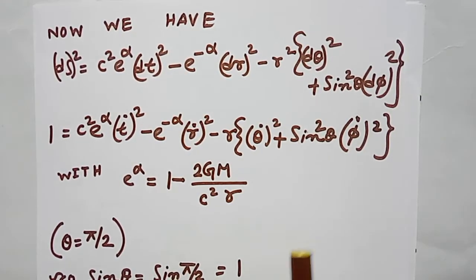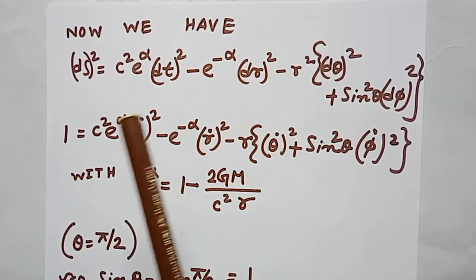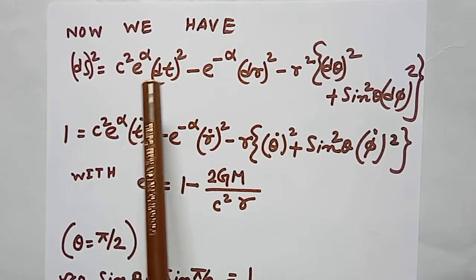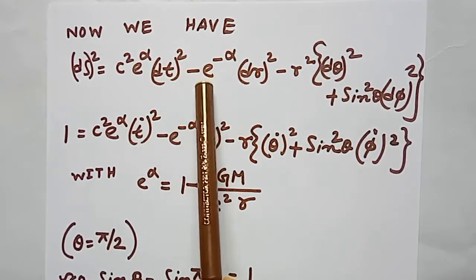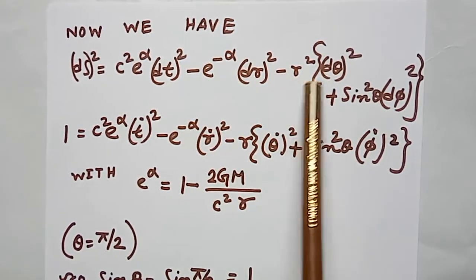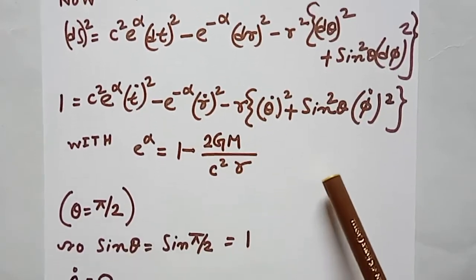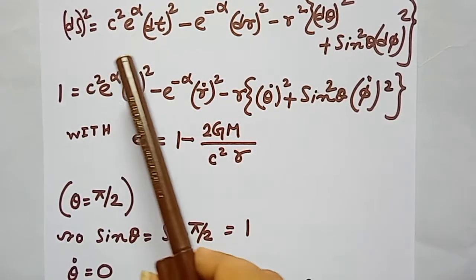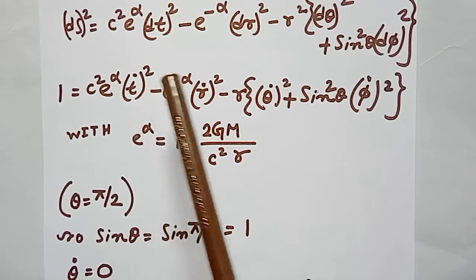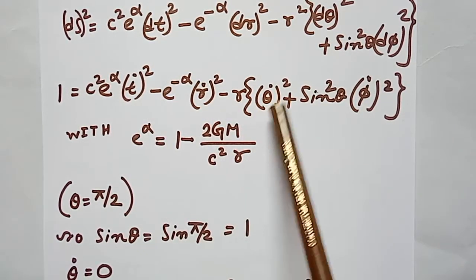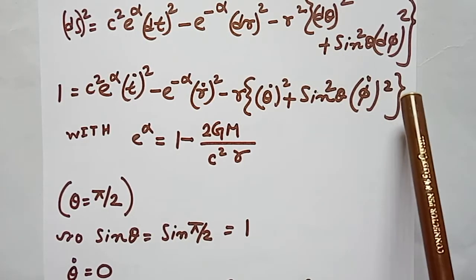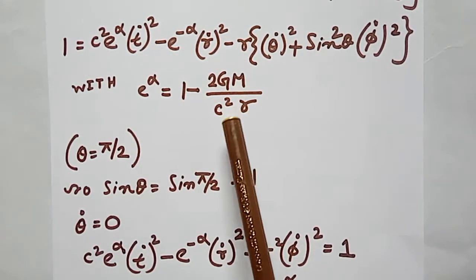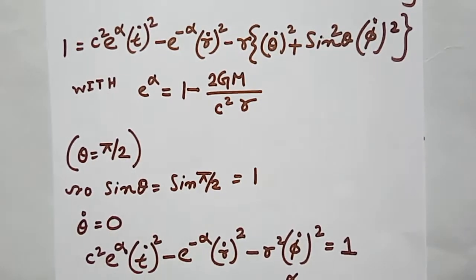Now, we know that in Minkowski four-dimensional space-time with curved space-time, ds squared equals c squared e to the power alpha dt squared minus e to the power minus alpha dr squared minus r squared (d theta squared plus sine squared theta d phi squared). Now, we divide both sides by ds squared, and we have 1 equal to c squared e to the power alpha t dot squared minus e to the power minus alpha r dot squared minus r squared theta dot squared plus sine squared theta phi dot squared. Here dot means d/ds, and we also know e to the power alpha equals 1 minus 2GM over c squared r. We derived that in an earlier video, the solution of the Einstein field equation.